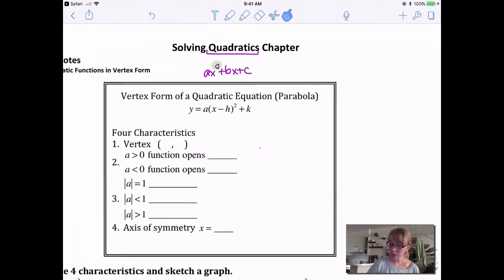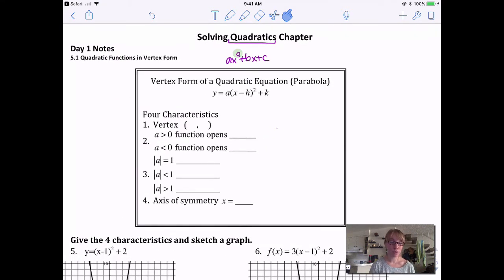And today what we're going to do is actually just talk about graphing these quadratics, because in later lessons we want to know what these quadratics kind of look like so we can see what's really happening when we solve for variables.